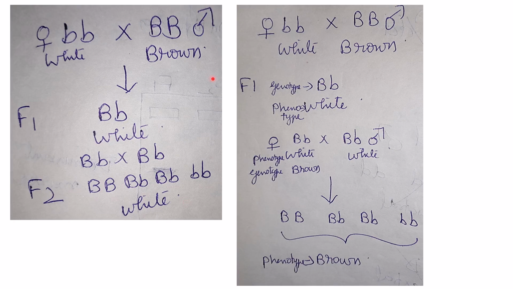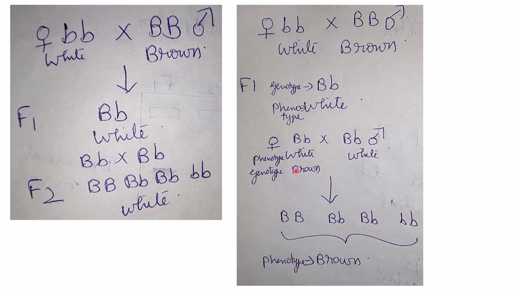Okay, now see this case. So here again white, brown. What do you get? F1, genotype is capital B small b, it has to be brown as per Mendelian inheritance. But what do you see in the phenotype? It is white. Why? Because maternal genotype is white. Small b, it is coding for the white protein. So the phenotype will be white.